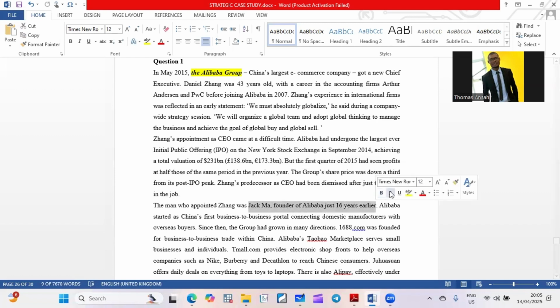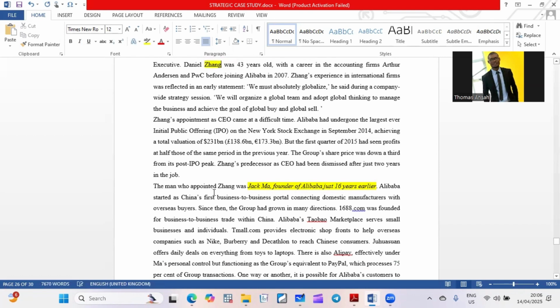So we have been seeing some names. All right. So we saw Zhang. We have seen this one too. Okay. Alibaba started as China's first business-to-business portal, connecting domestic manufacturers with overseas buyers. Since then, the group had grown in many directions. And these were the directions.